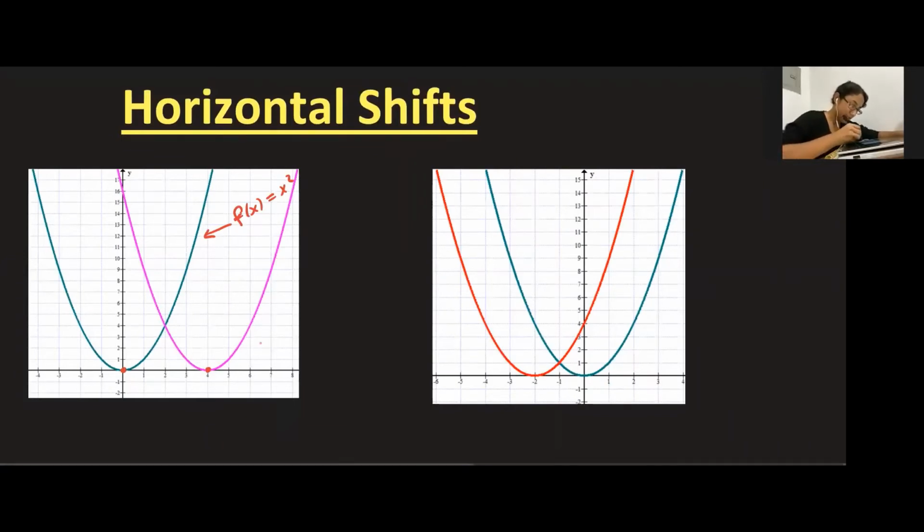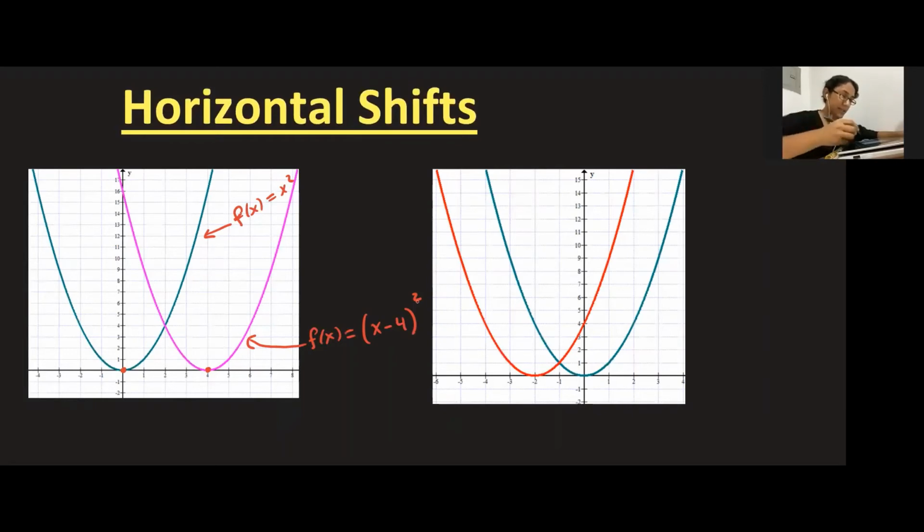So the equation for the pink is going to be f of x is equal to x minus 4 squared. Because now you're changing the x coordinate, so it's going to be inside the parentheses, you would add or subtract. In this case, we subtract because we're moving to the right 4 units.